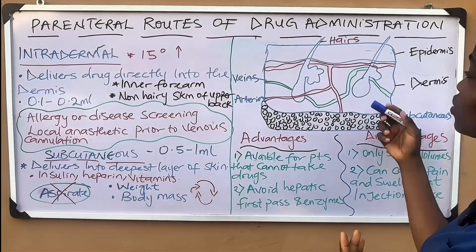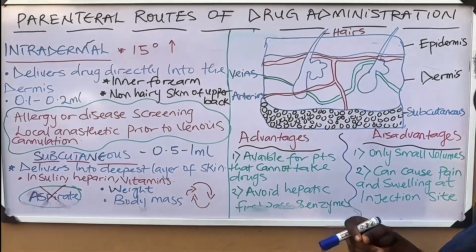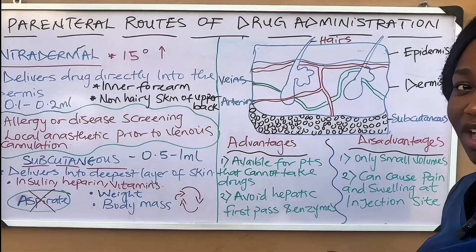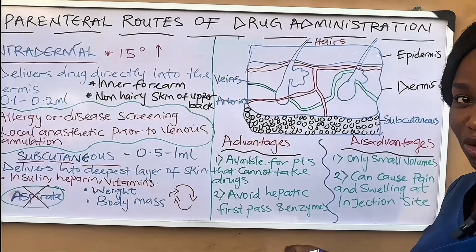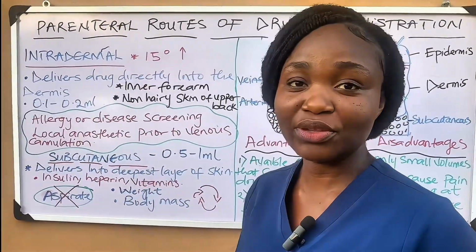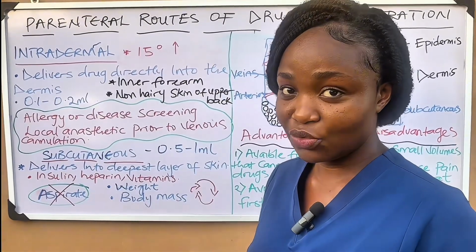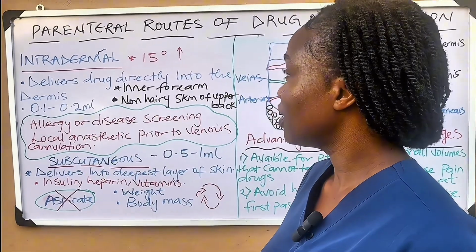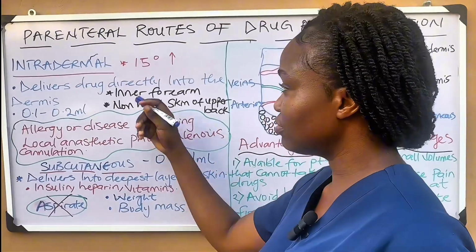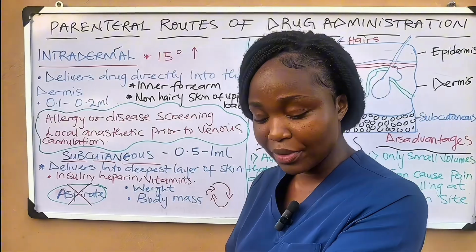Because of the presence of blood vessels, arteries and veins in the dermis, just a small amount of drug is needed for there to be maximum absorption. You can see I already wrote down here 0.1 to 0.2 ml of drug products can be given through a needle via a syringe. The intradermal drug administration is mostly given at the inner forearm.